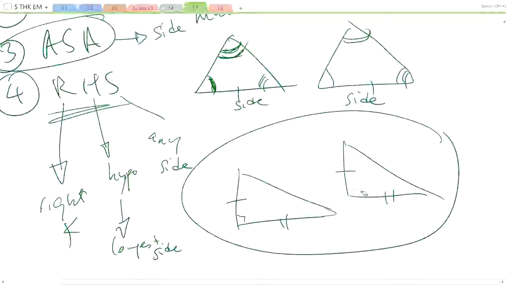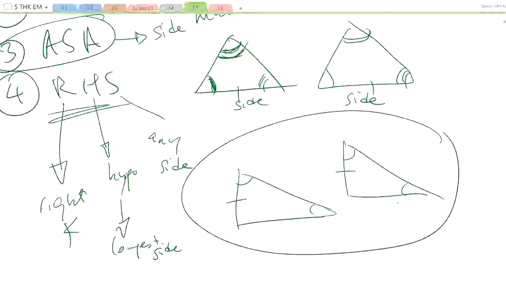Okay, what about in this case? Which test should I use? SSS, very good. Now what about this case? ASA?